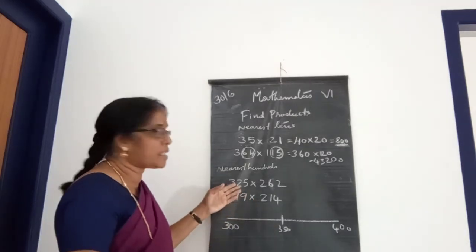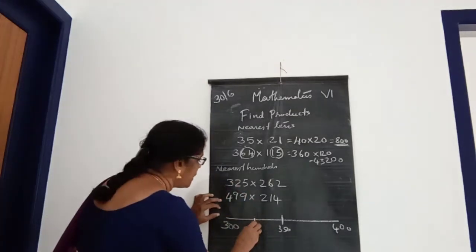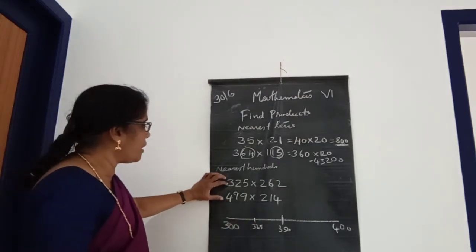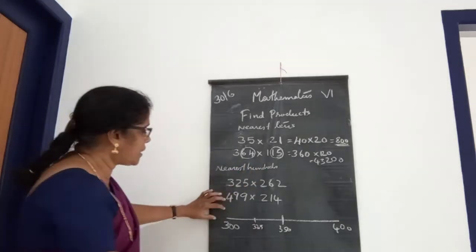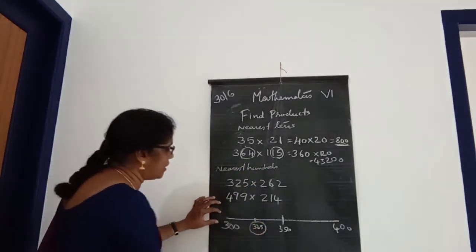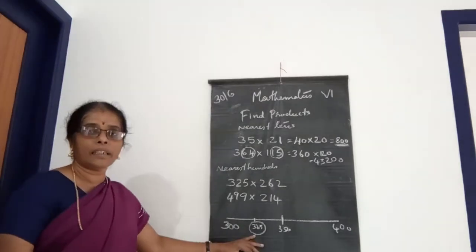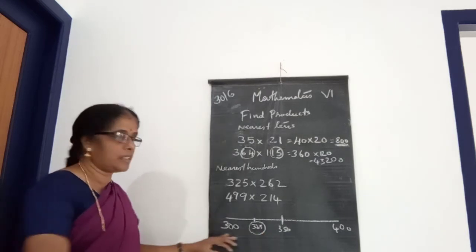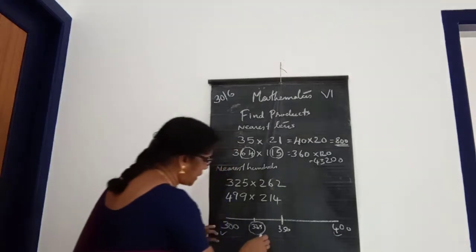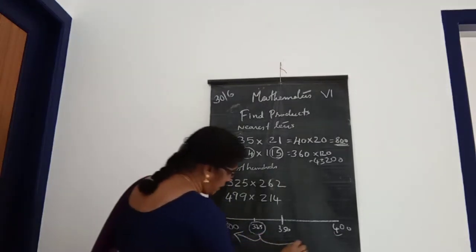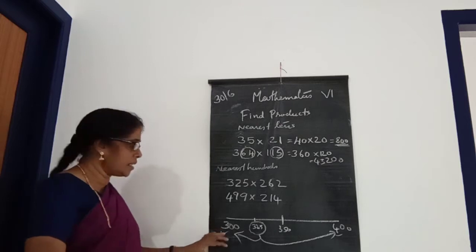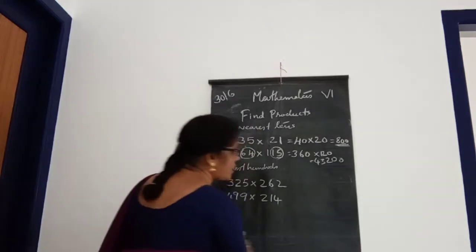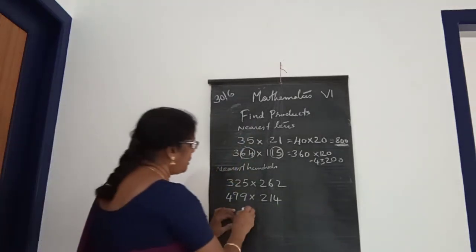So where is the place of this 325, children? In between that, isn't it? 325. So that is the nearest hundreds. Then 325's place is here. Which one is the nearest hundred for 325, children? 300 or 400? 300 means they want to go like this, and 400 means this one. So nearest one is 300. So 325 we can take as nearest hundred, that means 300.